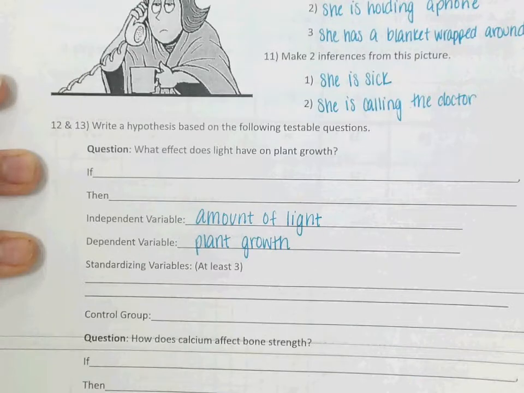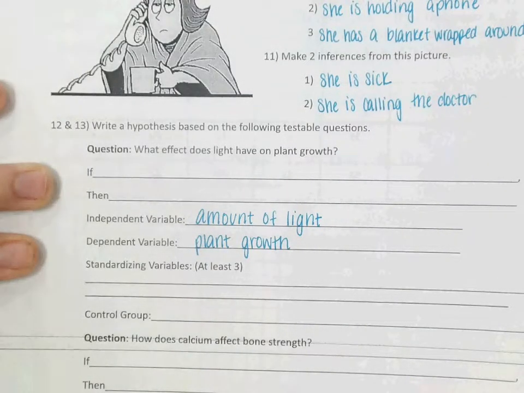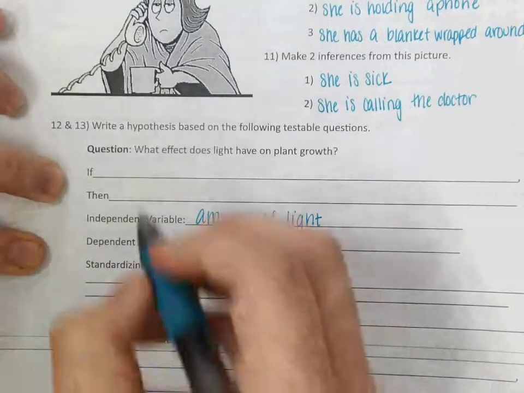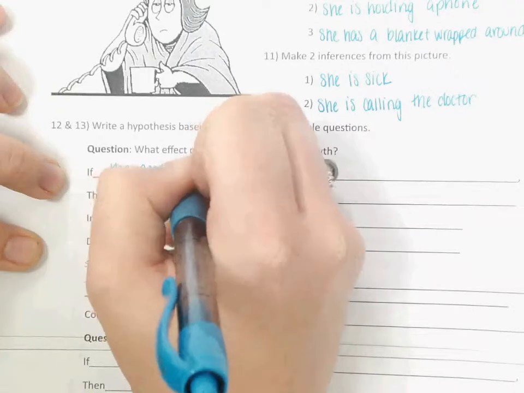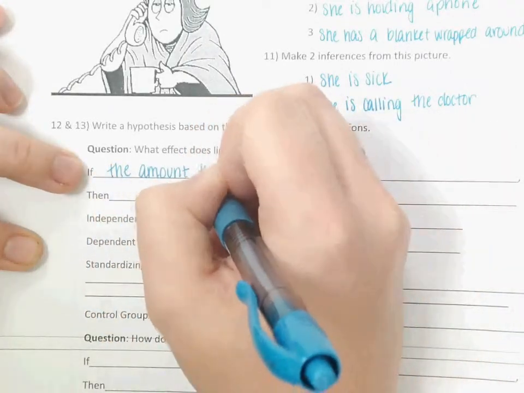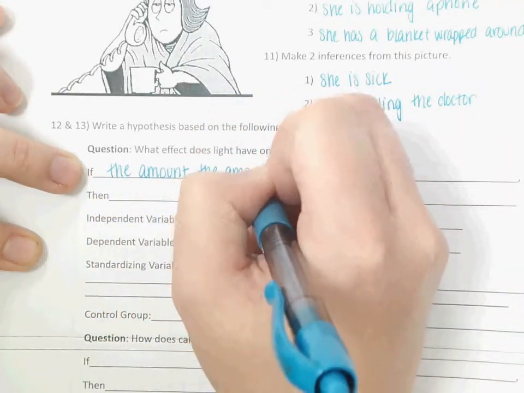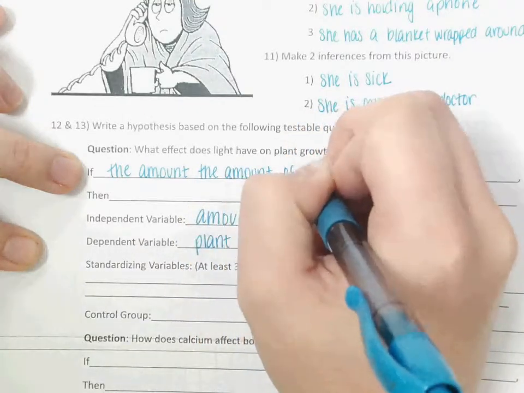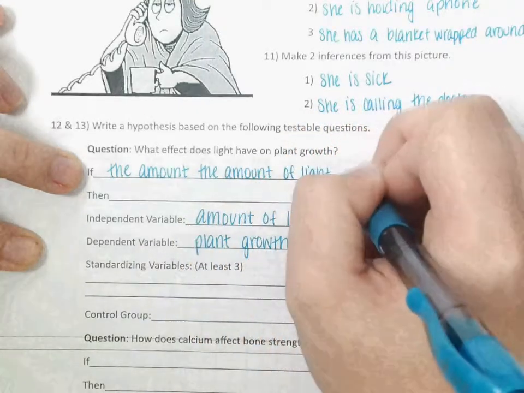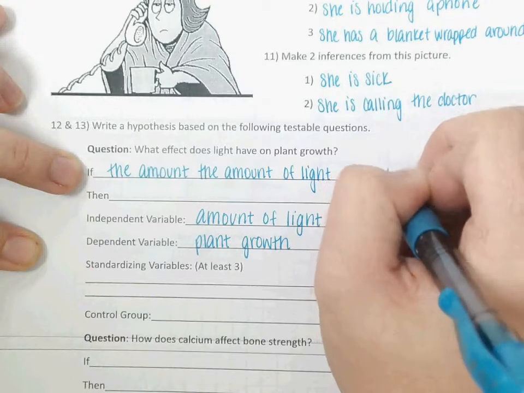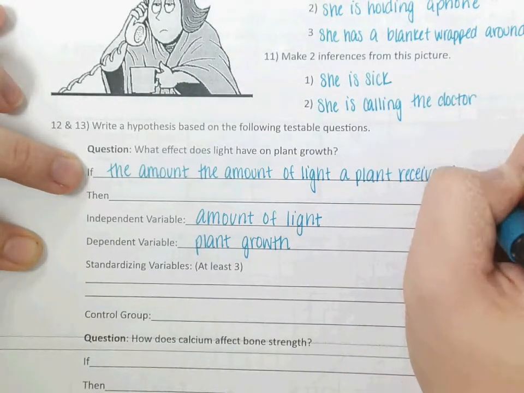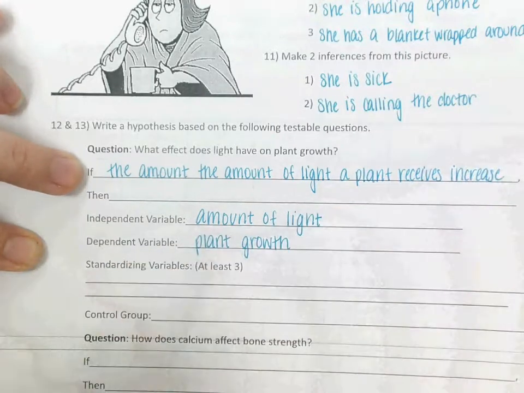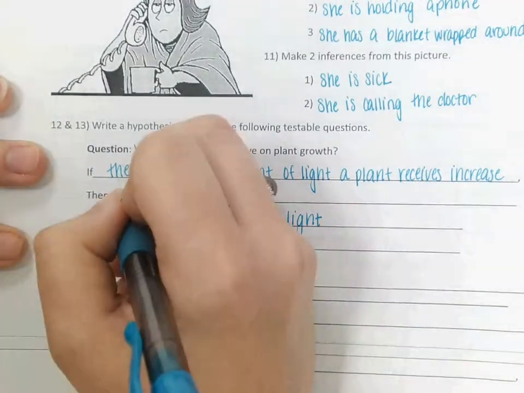So now we can go back up to our hypothesis. So we know we have if independent, then dependent. So we'll begin with if the amount of light a plant receives increases, then the plant growth will increase.